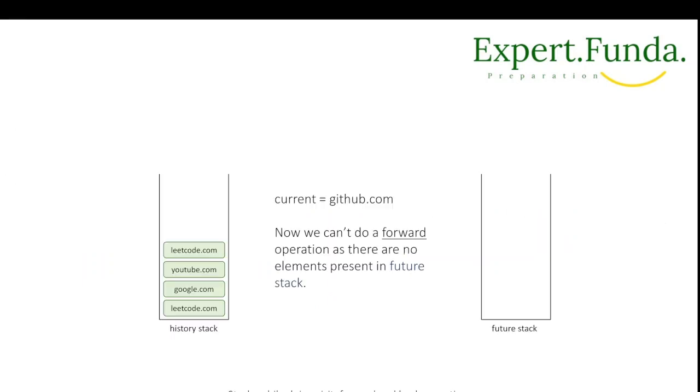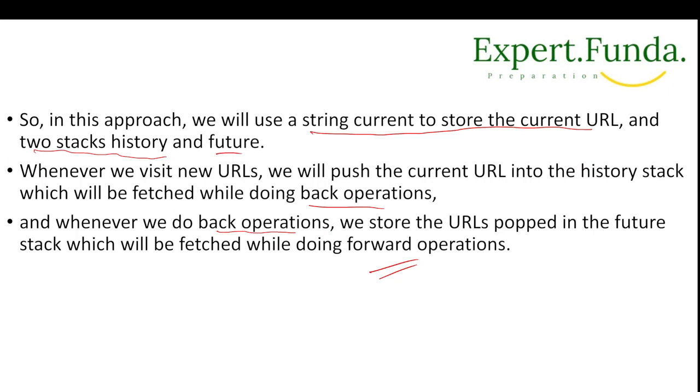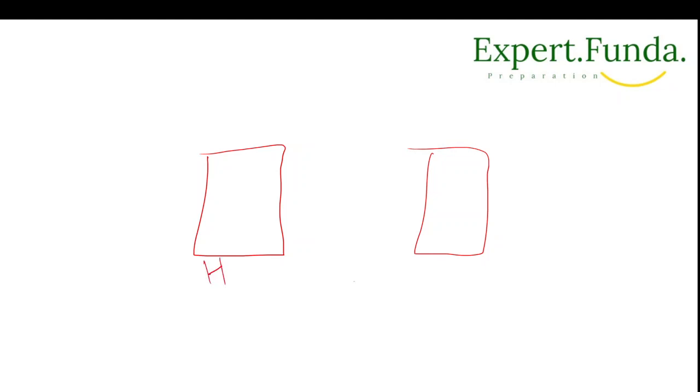I think you have understood. If not, let's go to the browser section and we'll try to implement this one. The purpose is simple: we will use two stacks, a history stack and a future stack, and we will take one current string, and this current string will be maintained onto both stacks.